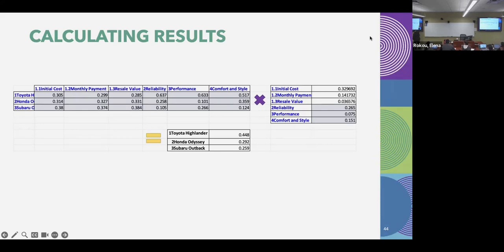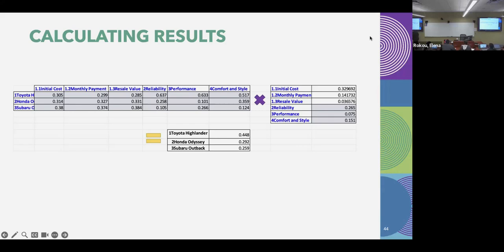Sorry, I didn't think about performance. Comfort and style, 0.15. Not exactly the highest number, but not completely irrelevant. So comfort and style for this decision maker, Toyota was much better than the other two with respect to comfort and style. It's not true. 50% the priority is Toyota, 30% the second one. That was true. So what we were seeing in the graph was also reflected in our numbers.